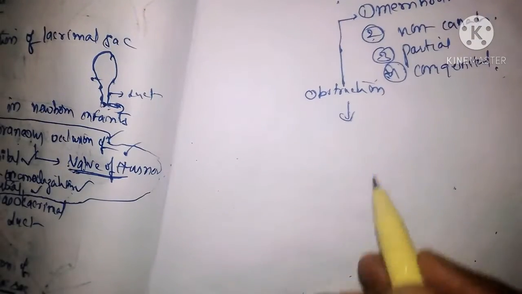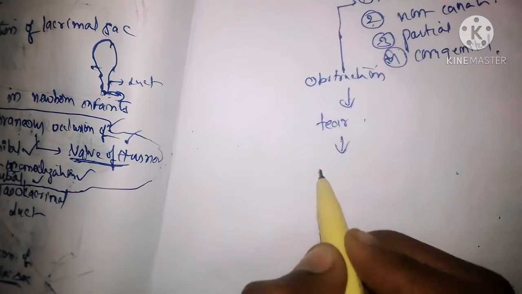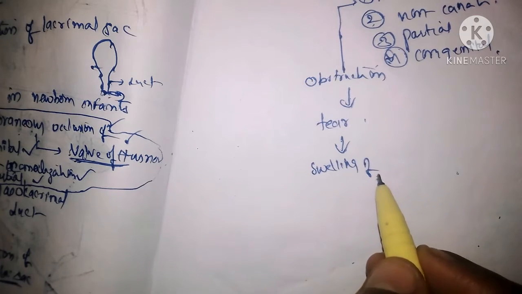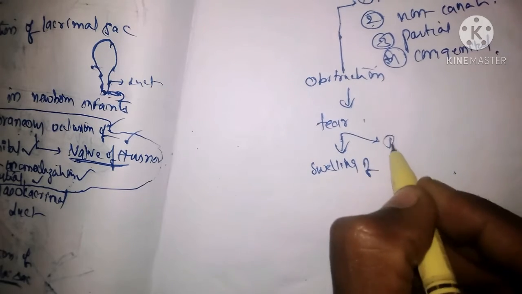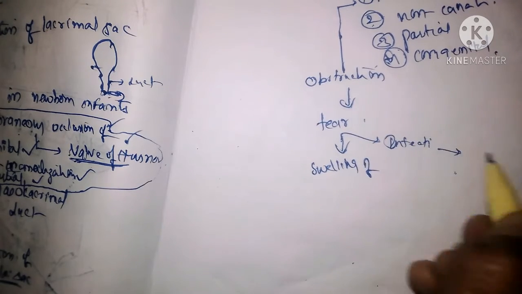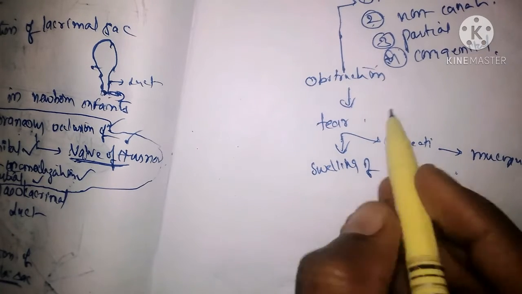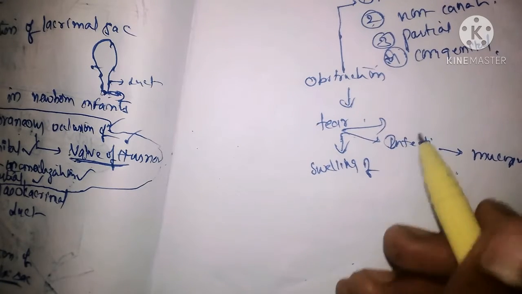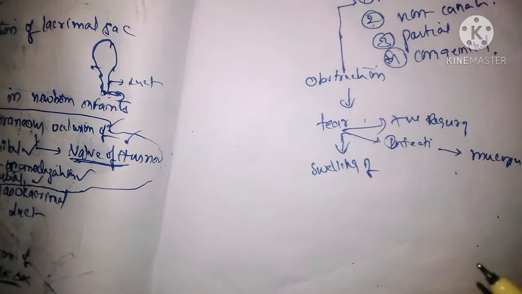Due to this obstruction, what do we see? We will see tear accumulation in the sac, right? This results in swelling of the lacrimal sac, and due to this accumulation, you will also see infection development. If the infection develops, it results in mucopurulent discharge, right? You will also see a positive regurgitation test. Clear? Positive regurgitation test.